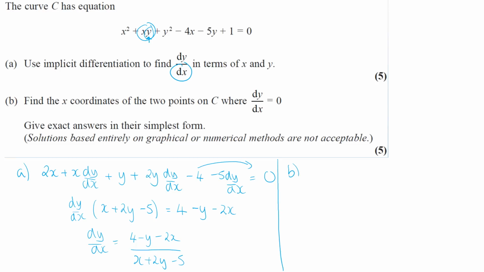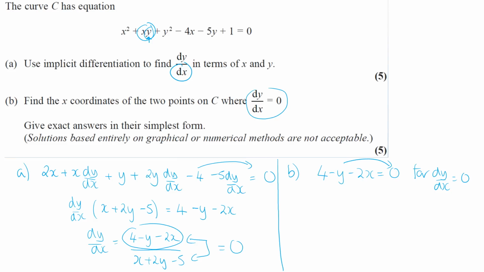Now part B is asking us to give the coordinates of 2 points on C where dy by dx is equal to 0. It doesn't matter that our dy by dx has got y's and x's in. Sometimes you have to put in coordinates and you just put the x and y in. But here we want dy by dx to equal 0. That's only going to happen when the numerator equals 0. So we want to write 4 minus y minus 2x is equal to 0 for dy by dx to equal 0. Rearranging that, 4 minus 2x equals y. That's going to be where dy by dx is equal to 0.